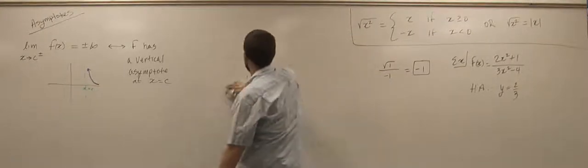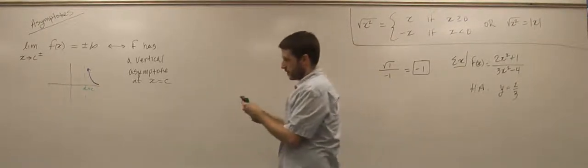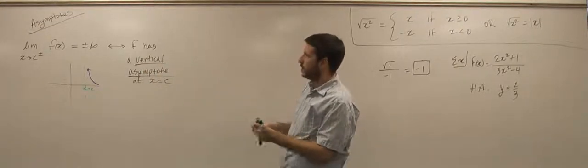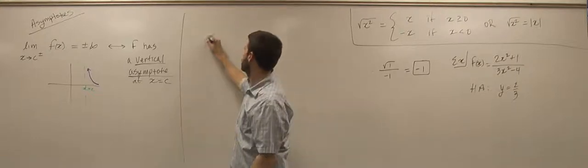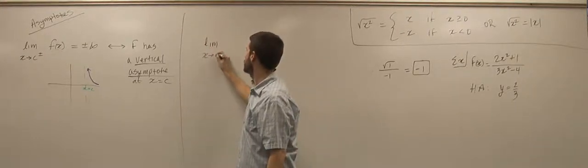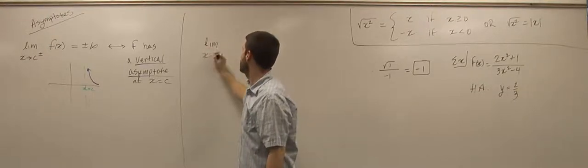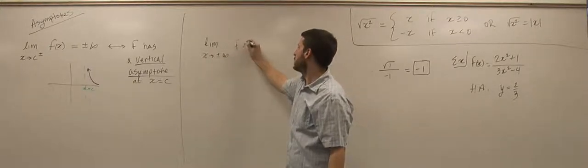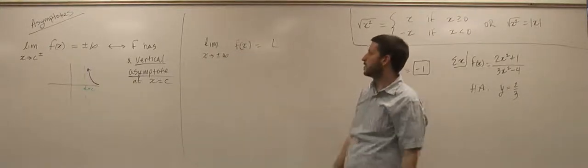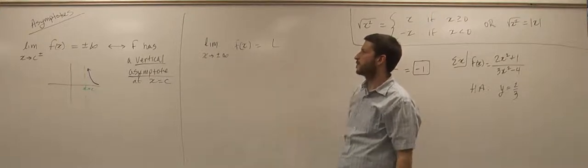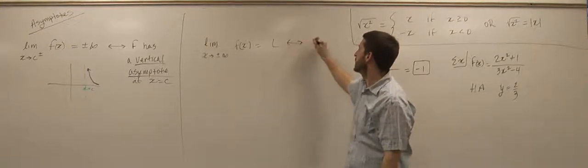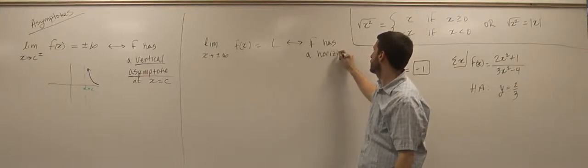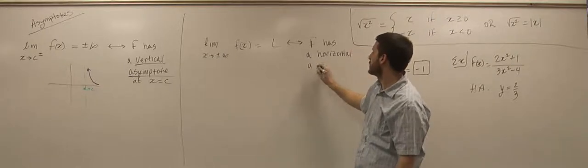A horizontal asymptote is described by a limit at infinity. So this one was vertical. If you do the limit as x goes to plus or minus infinity of a function, and you get out a finite value, this is a horizontal asymptote. This is the same thing as saying f has a horizontal asymptote. Where? At y equals L.